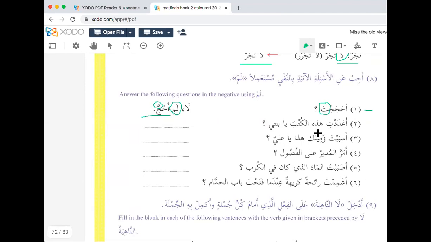Lam ahujja. No, I didn't perform Hajj. Okay. Again, number 2. A'adati. So it's you. The answer is going to be Ana again. A'adati hadhihi al-kutuba ya binti. Did you count these books, my daughter? La. Would it be la or lam? You'll say la, first of all, because you're saying no. She's saying no, I didn't. But how's she going to negate it? By saying, after that, lam.